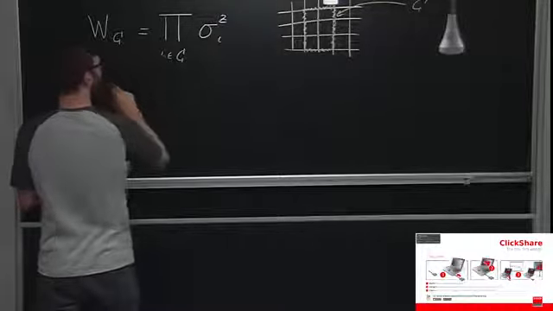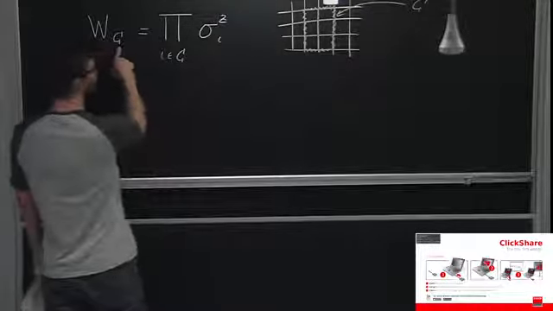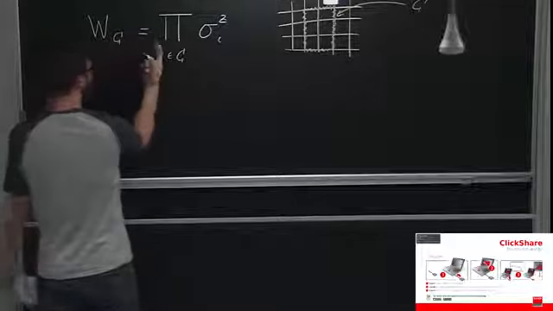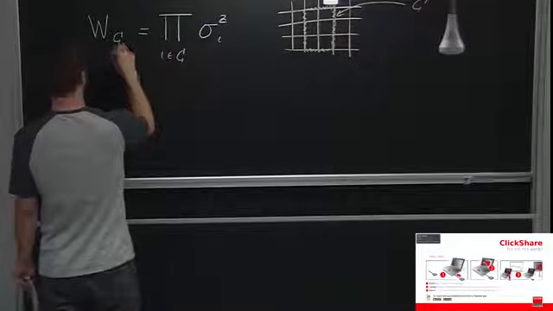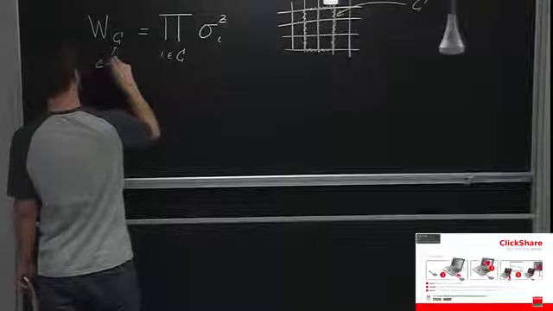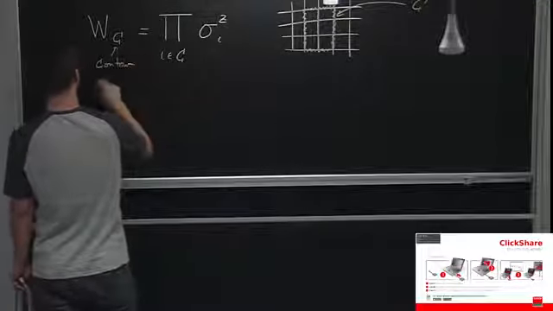Okay, is that a G or a C? This? Yeah. It's a C. Contour. Sorry, I couldn't tell. Contour. Okay.